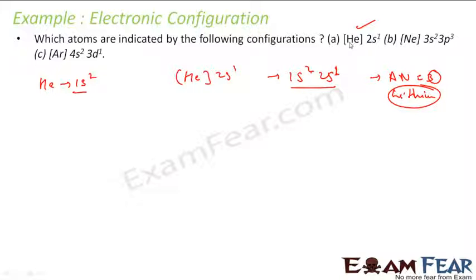This is done. Second is neon 3s2, 3p3. Neon, what is the atomic number for neon? 10, 10 plus 2, 12 plus 3, 15. So neon 3s2, 3p3, atomic number is 15. Correct? So atomic number 15 is what? Phosphorus.